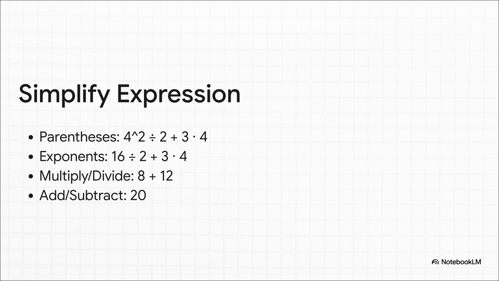Let's see how this grammar actually works in practice. Watch how we simplify this expression step by step. 4 squared divided by 2 plus 3 times the quantity 9 minus 5.